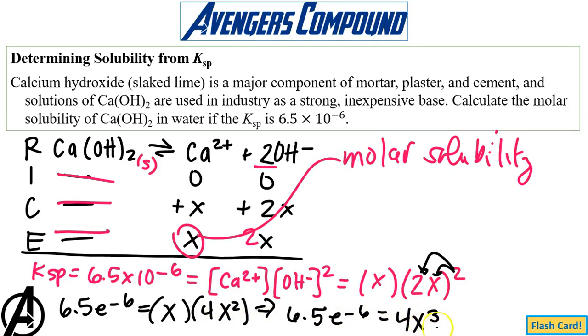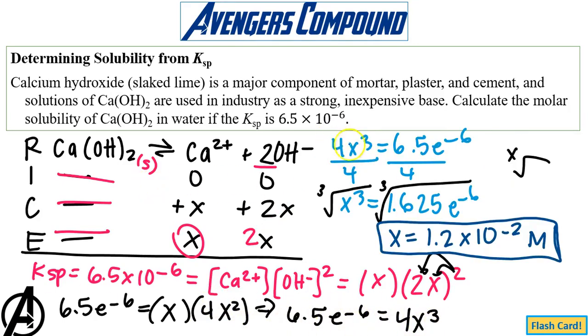And now I'm going to solve for X. Okay, so I have 4X cubed is equal to 6.5 times 10 to the negative 6. I'm going to divide both sides by 4. I'm left with X cubed is equal to, once I divide these two numbers, 1.625 times 10 to the negative 6. Next, I take the cube root of both sides. So when I take the cube root of X cubed, I'm going to be left with X. And when I take the cube root of 1.625 times 10 to the negative 6, I get X is equal to 1.2 times 10 to the negative 2 molar.